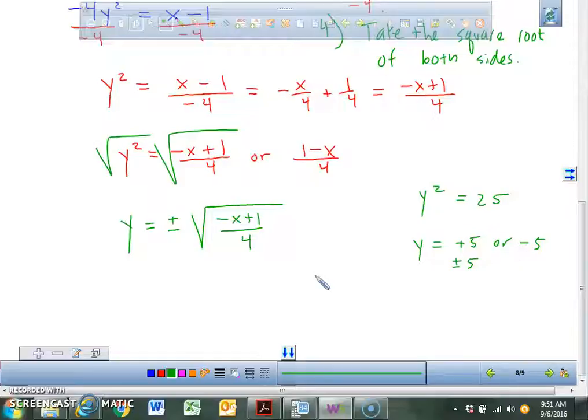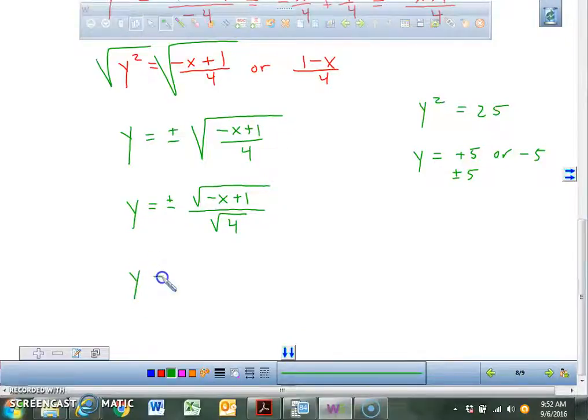What can we simplify? Could we simplify the numerator, or you think you can simplify the denominator? Denominator. Okay? So if you have plus or minus this expression right here, you can also break it down into a numerator and a denominator. So look where the radicals are. You could go from the square root of this whole thing, or you could do the square root of the numerator over the square root of the denominator. This one right here can be simplified. Okay? So here's your final answer. The final answer for the inverse is plus or minus the square root of negative x plus 1 all over 2.